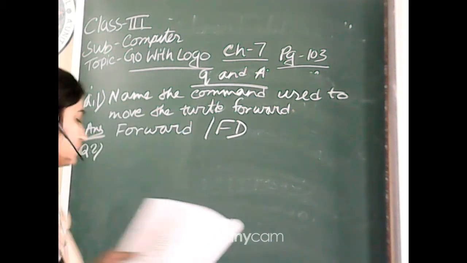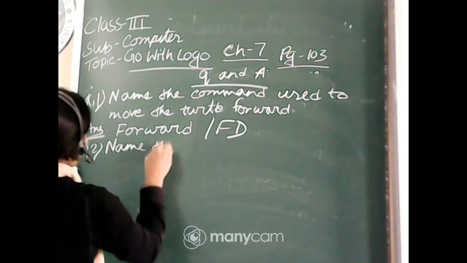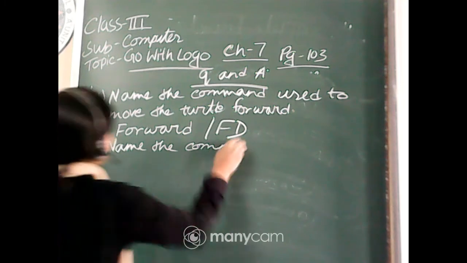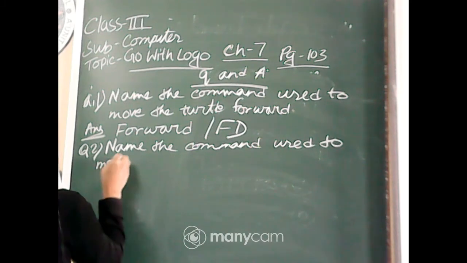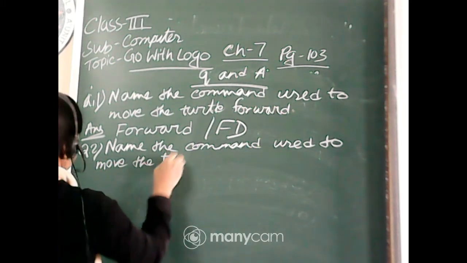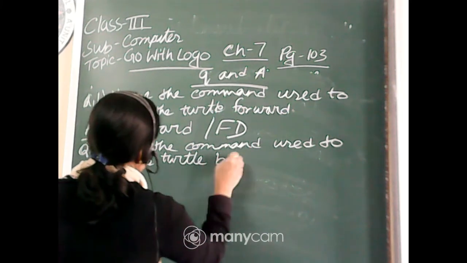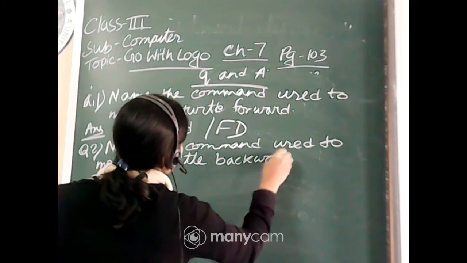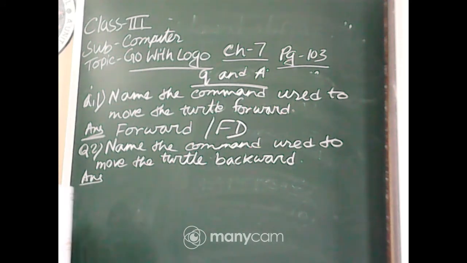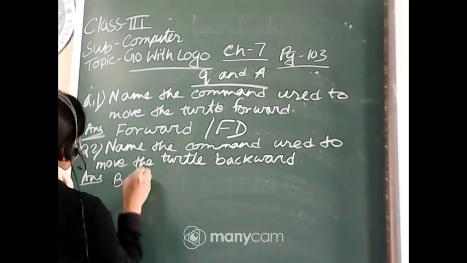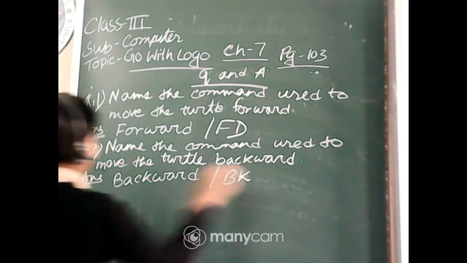Okay. Next, question number 2. Name the command used to move the turtle backward. Write down the answer: backward, or BK. In short, you can write BK.